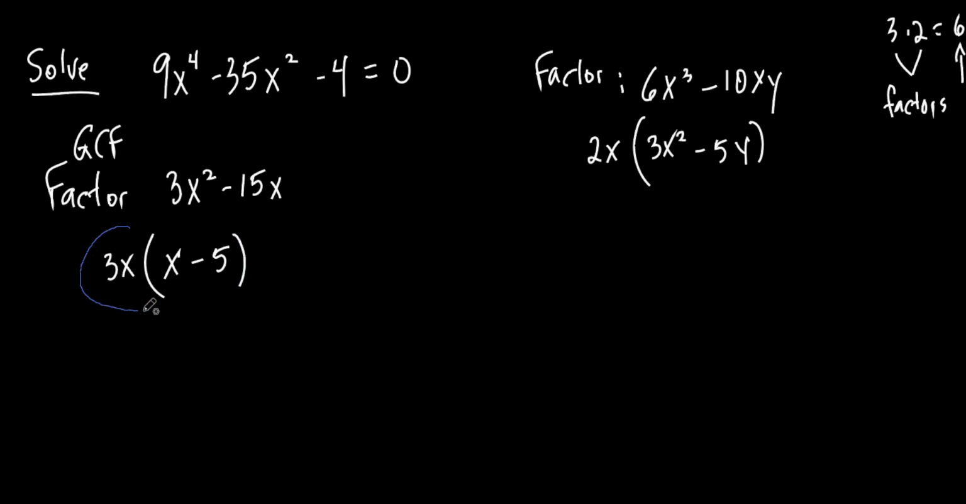So that is now factored. These are the two things that are being multiplied together to get this. That's what I'm doing when I'm factoring something. Does that make sense? Okay. Now, there are other types of factoring problems.